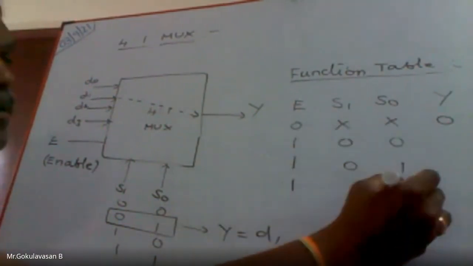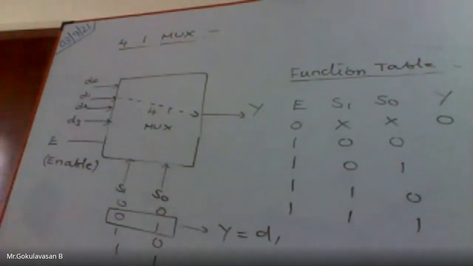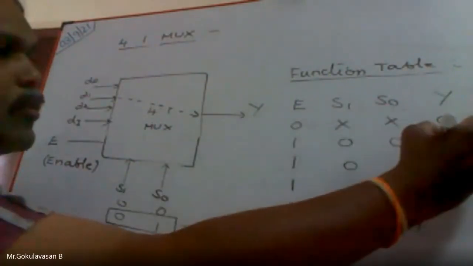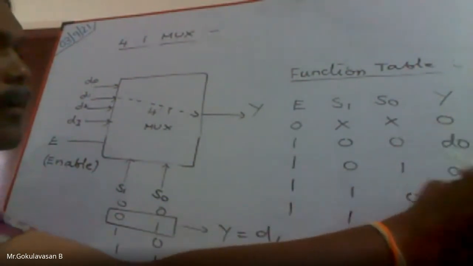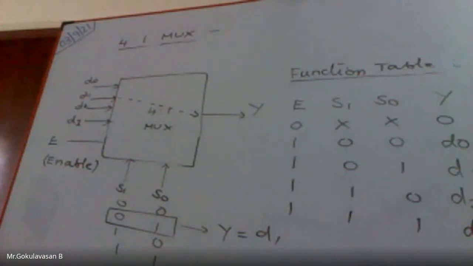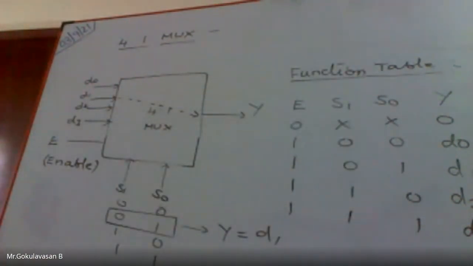Again, it is 1, the third combination. Again, it is 1, the fourth combination. What will be the output? Means 0, 0 means D0 will be routed. Here D1, here D2, and here D3. This is what we are going to write in the function table.